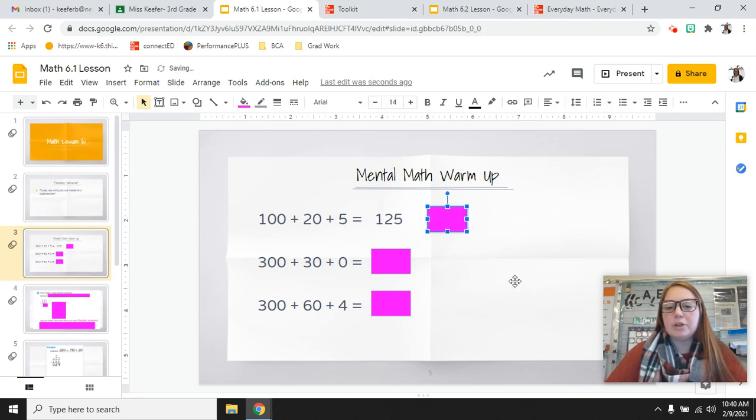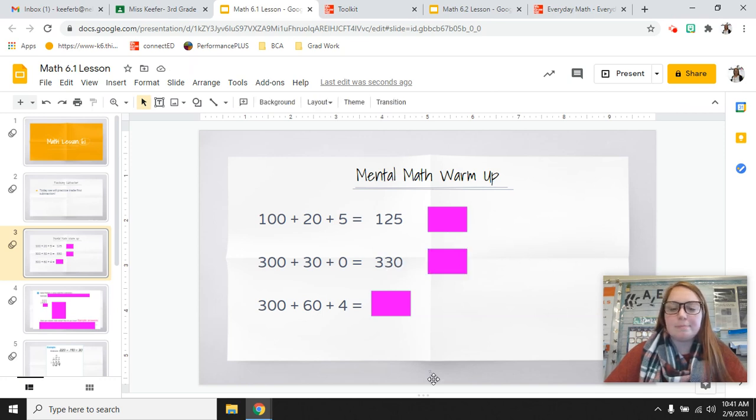It would be 125. We have 1 in the hundreds place. We have 2 for the tens, and we have 5 ones. Now let's move on to the next one. 300 plus 30 plus 0. What would that be? That would be 330. We have 3 hundreds. We have 3 tens, but we have 0 ones.